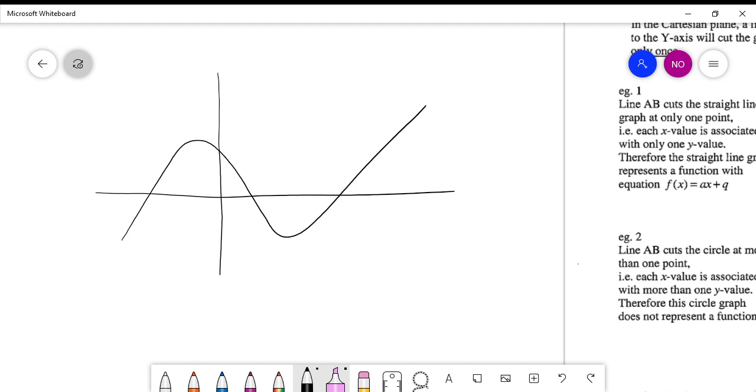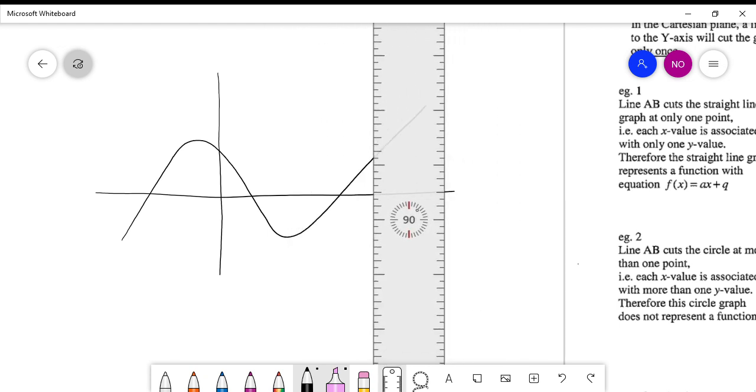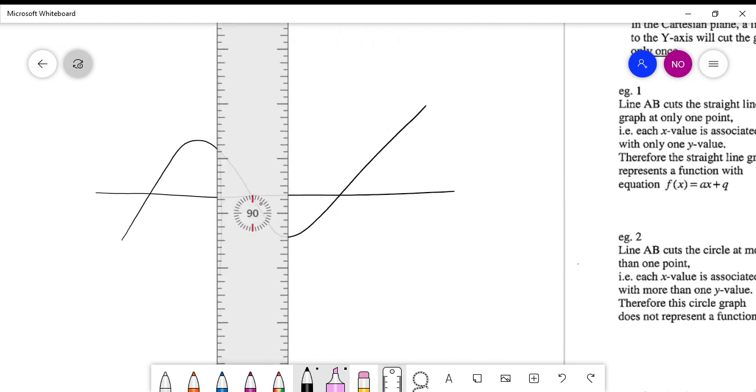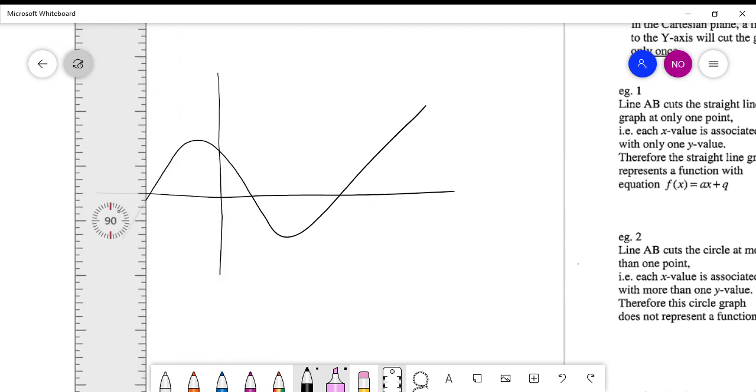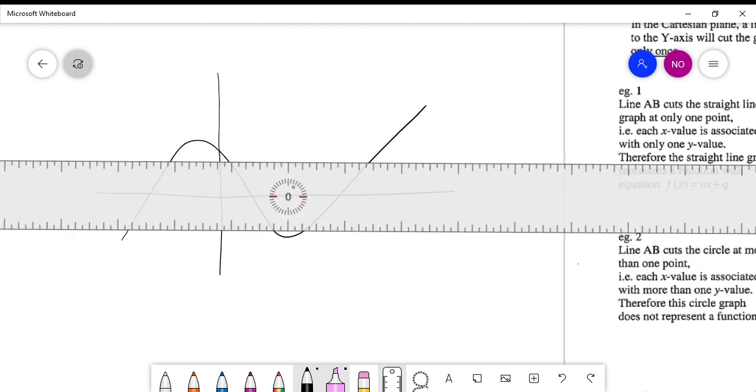Okay, let's put the ruler on. Cutting once, cutting once, cutting once, cutting once. So is it a function? Yes. Onthou, ons draai hom nie so nie. Vir elke y waarde mag daar meer as een x waarde wees. So for this y value, it cuts the graph 3 times. But that doesn't disqualify it from being a function. It's allowed to have more than one x value for each y value, but not the other way around.